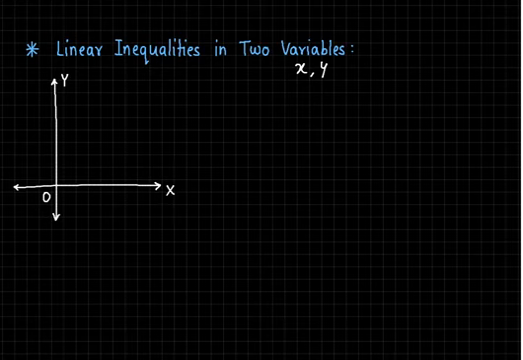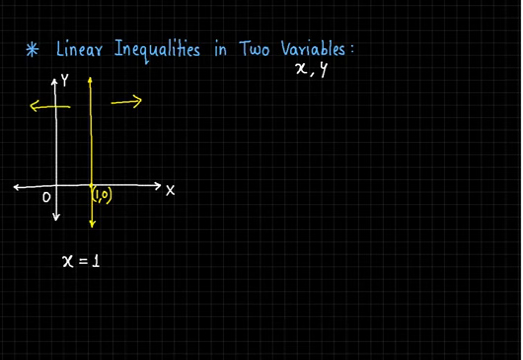Let's consider a very simple case. Suppose we say that x equal to 1. We know that represents a line which is vertical, parallel to the y-axis, and passes through the point (1, 0). So that is the line x equal to 1. Now this line will divide the entire plane into three parts: one on the right side of it, one on the left side, and the line itself, isn't it? So the entire plane is divided into three regions due to any line present in that plane.